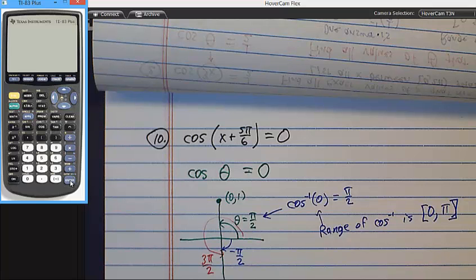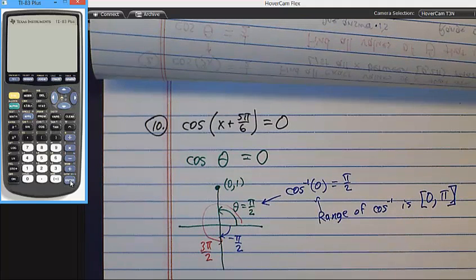But now I'm saying solve the equation. Well, the equation is going to have infinitely many answers. So now we have to be a little more careful about how we can list all the answers.